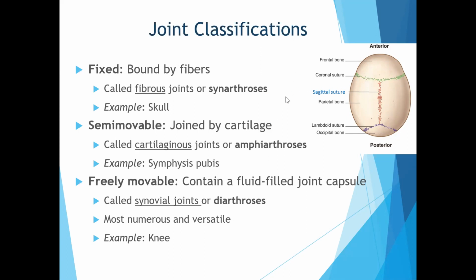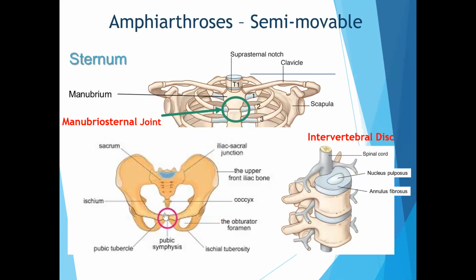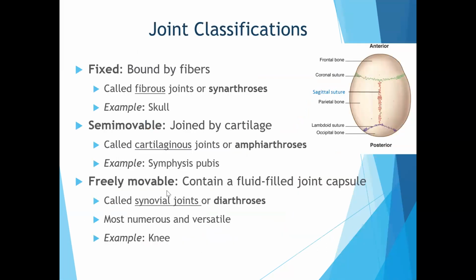So your semi-movable joints, they're going to have cartilage. Another word for that is your cartilaginous joints or your amphiarthroses. So an example of that is your symphysis pubis. So there's a thick piece of cartilage here between your two pubis bones. Another example of that's the manubriosternal joint. So where the manubrium meets the body of the sternum, that's a cartilaginous joint. And your intervertebral discs are also cartilaginous joints.